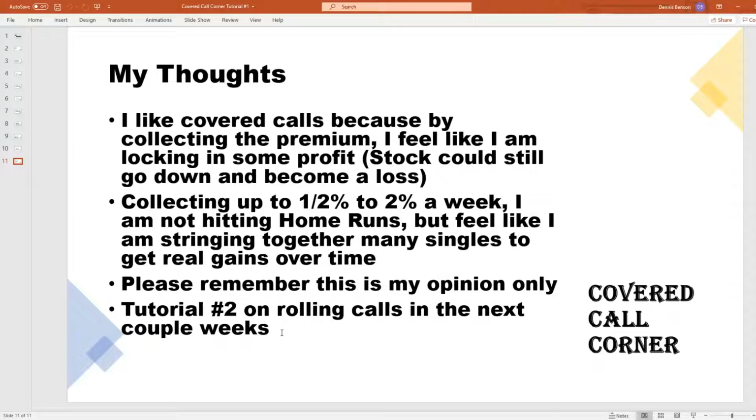So Schwab has it as a level 0 approval rating for doing these calls. You can often do this strategy in a Roth account or in an IRA account because the risk associated with it is a lot lower than just buying and selling options on their own.